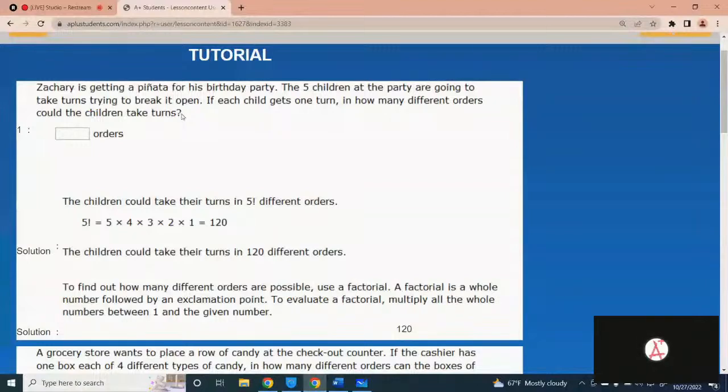You have to find the factorial, actually. Permutations are the ones where you have a total of five options. For the first time, you have five options. For the second time, you have four options, then three, then two, and one. So you have to multiply all the numbers: five times four times three times two times one. It is 5 factorial. A factorial is a whole number followed by an exclamation point. To evaluate a factorial, you multiply all the whole numbers between 1 and the given number. So 5 factorial is 120. You have 120 orders you can make. Got it?